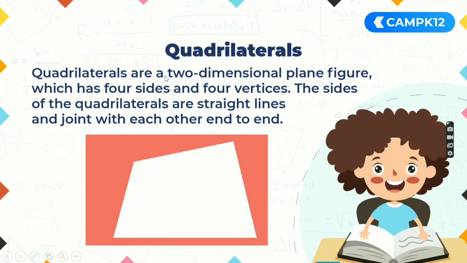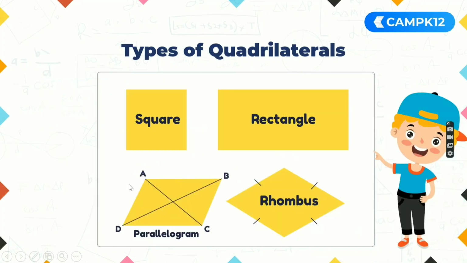Let's now move to our next topic, which is quadrilaterals. Quadrilaterals are 2-dimensional plane figures which have 4 sides and 4 vertices. Vertices are nothing but these corner points given in the figure. The sides of a quadrilateral are straight lines and joined with each other end to end, exactly similar to something that's given in the figure.